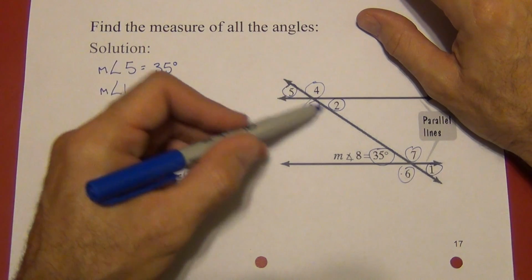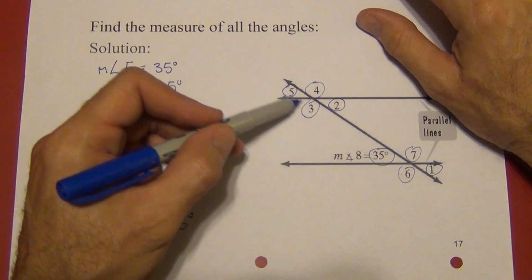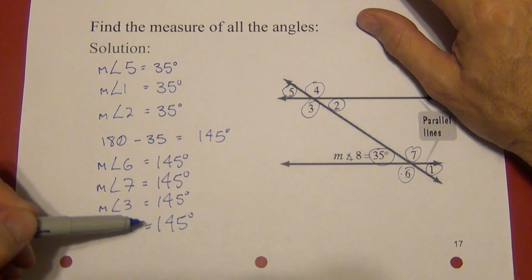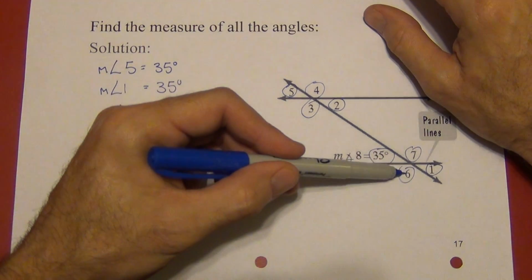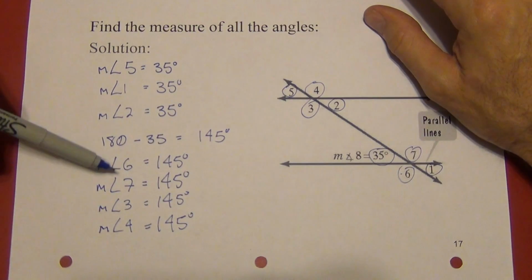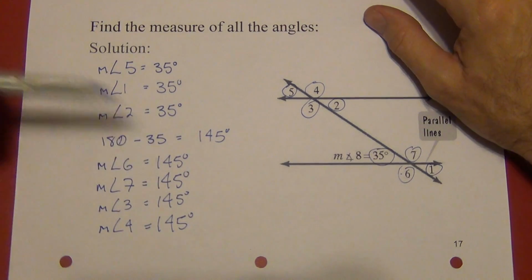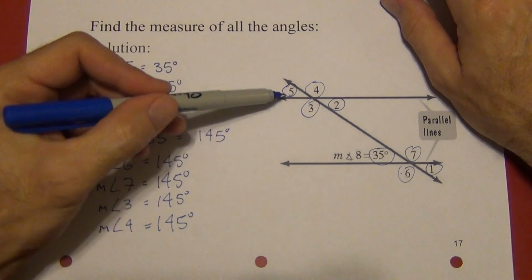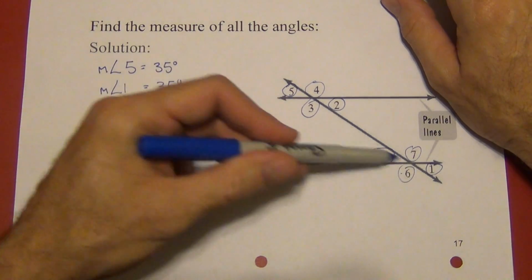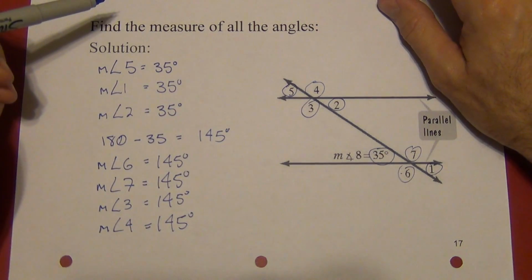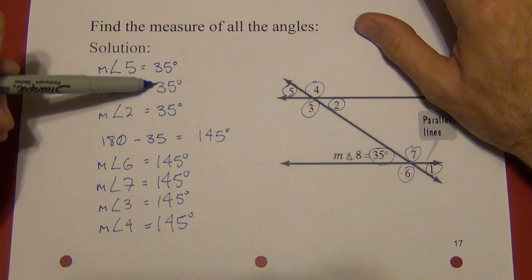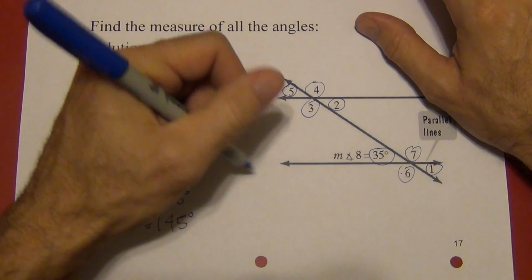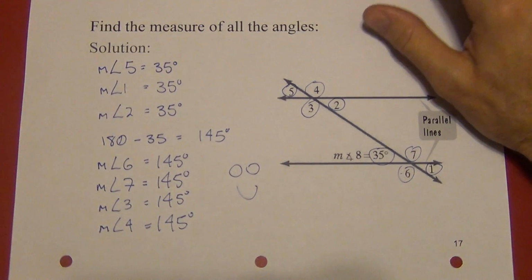But this is a straight line too. This is a straight angle, so 5 is going to be supplementary to 3. So obviously 3 is going to be 145 degrees. And of course 7 is vertical to 6, which I found was 145 degrees, so it's going to be 145 degrees. So when you have parallel lines intersected by a transversal like this, you're only going to have two sets of angle measures, and they're going to be supplementary to each other. And that's kind of the moral of the story, and that makes us happy.